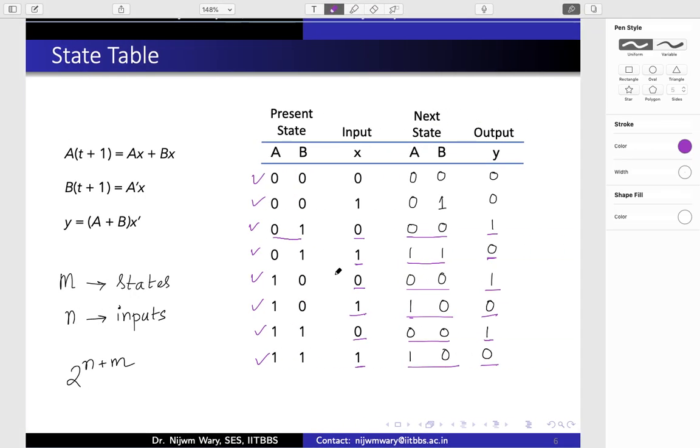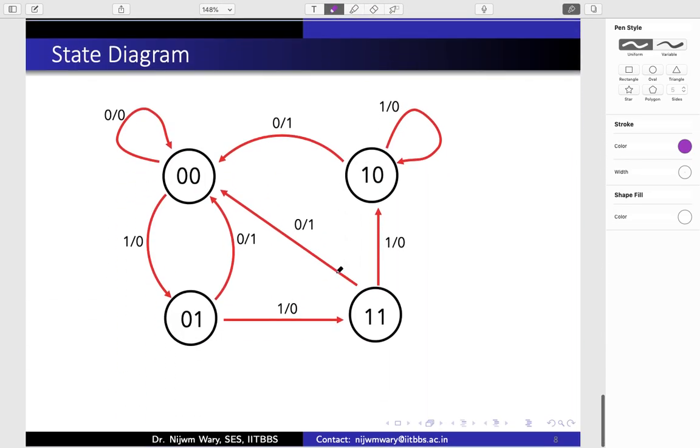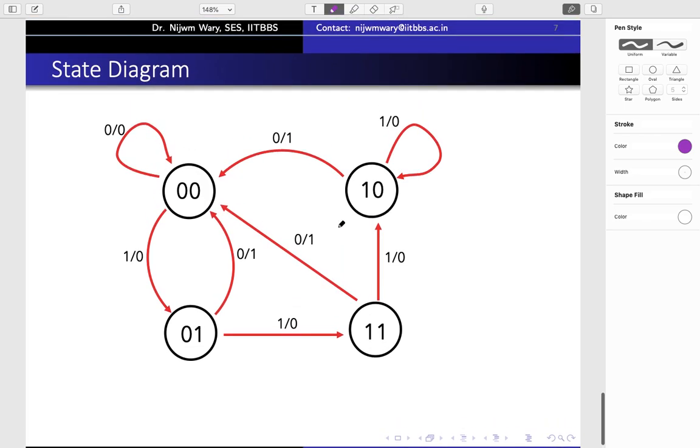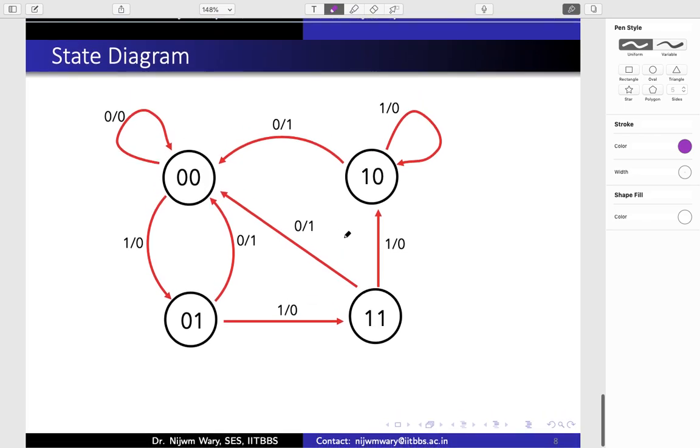The general process followed to analyze any sequential circuit is that we initially start with the state equations. Based on seeing the system, we try to write down the state equations. Then we go to the state table, and finally we try to draw the state diagram.